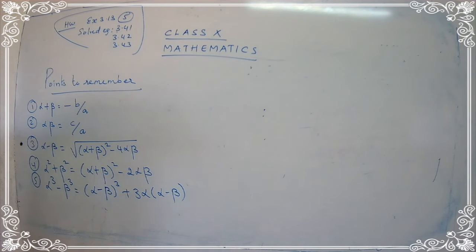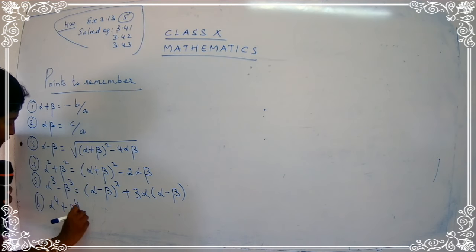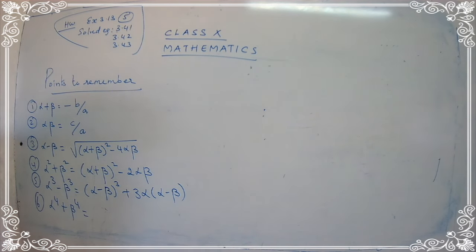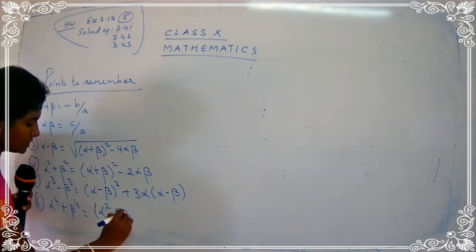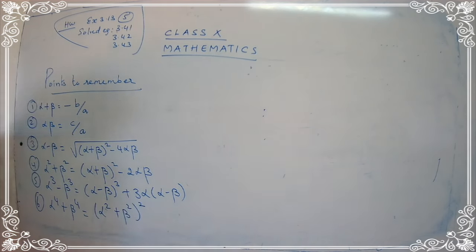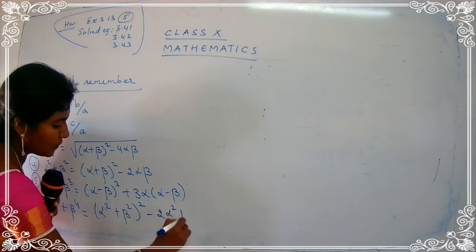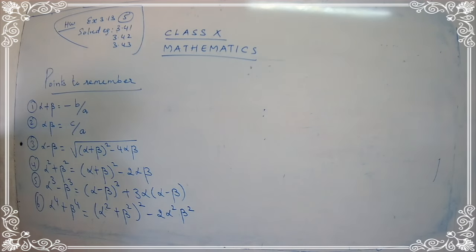Take the next one. Sixth one, I'll just continue. Alpha raised to 4 plus beta raised to 4. This is equal to alpha square plus beta square the whole square minus 2 alpha square beta square. That's all, children. So totally 6, and we can just go on applying as many formulas.